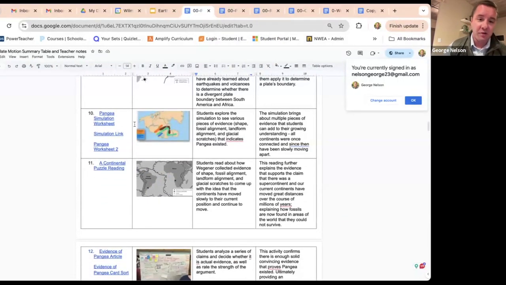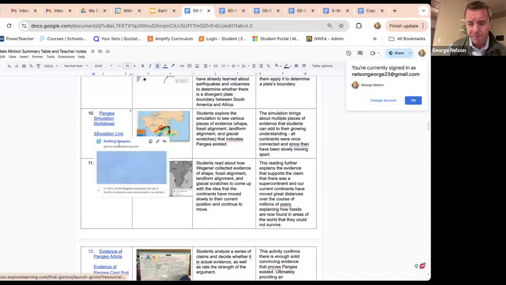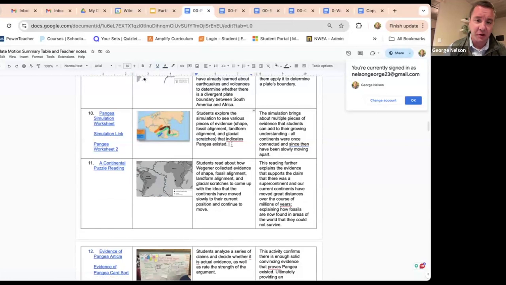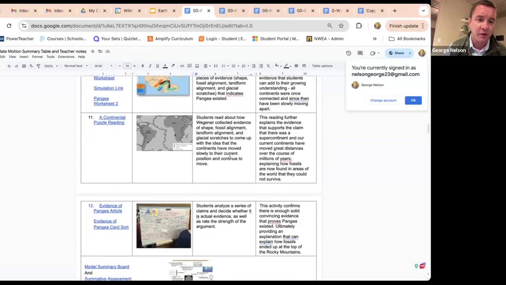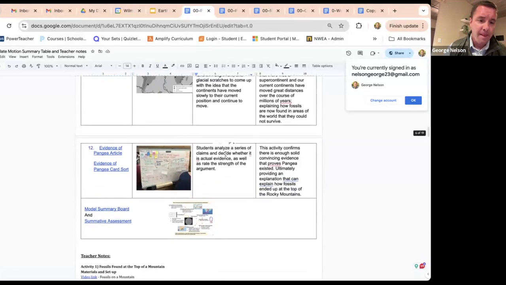Another one is the Pangea simulation. This is another Gizmo, another Explore Learning one. You have to have a subscription to it. But if you have other activities, like the teachers next door to me, when they teach Pangea, they have students do the cutouts and match up the fossil evidence and try to help students build how Alfred Wegener developed his theory of continental drift.